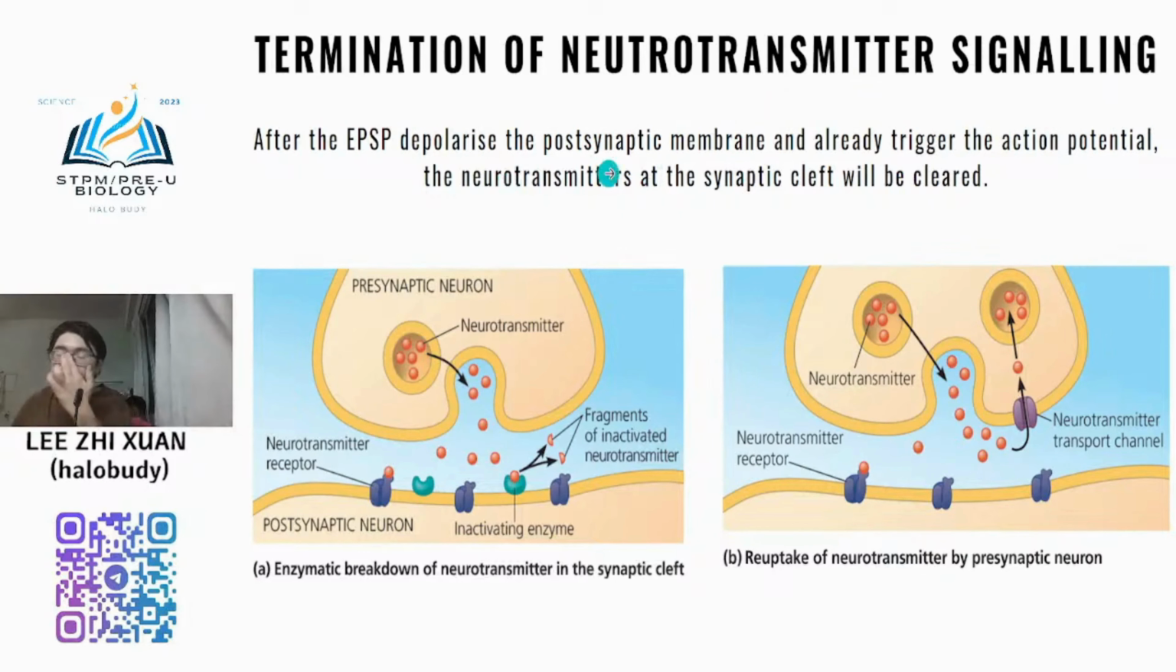So there are two ways to terminate it. Either use an enzyme to break it down, or the neurotransmitter automatically flows back into the presynaptic neuron through the transport channel. Two ways: either using an enzyme or using the neurotransmitter transport channel to recycle back to the presynaptic neuron. Okay.